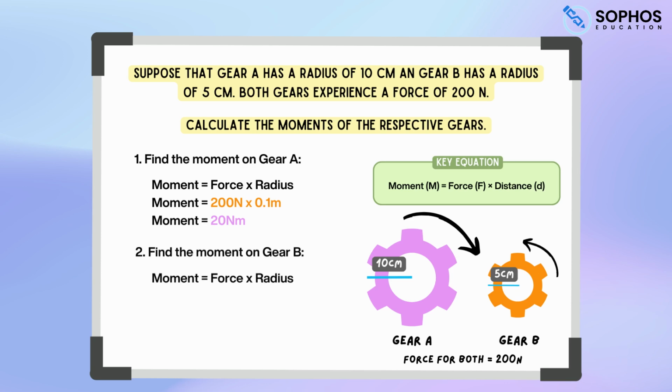Now we want to find the moment on gear B, so once again using the equation, moment equals force times the radius, which is 200 newtons times 0.05 meters. We find that gear B has a moment of 10 newton meters. We observe here that gear A, with twice the radius of gear B, has twice the moment.